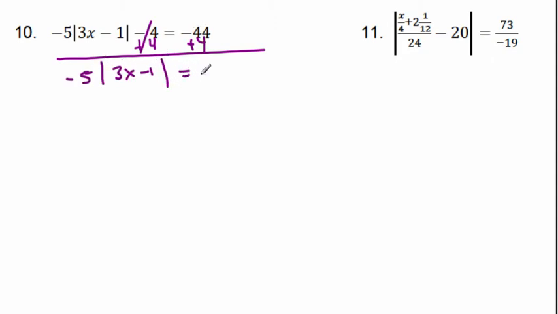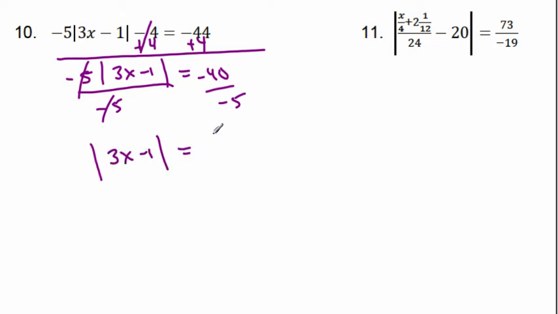That's going to equal negative 40. Okay, so now I divide by negative 5 because that negative 5 is in front. Negative 5, negative 5, they cancel out. The absolute value of 3x minus 1 is going to equal positive 8. So we're good. We can keep going with this. We don't have no solution. Okay, so let's keep going.